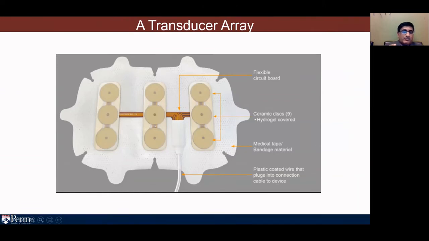They are basically worn in the form of a big band aid. They are just like a big band aid. And each transducer array consists of 9 biocompatible ceramic discs, which are used to deliver the electric field at a particular intensity and frequency.